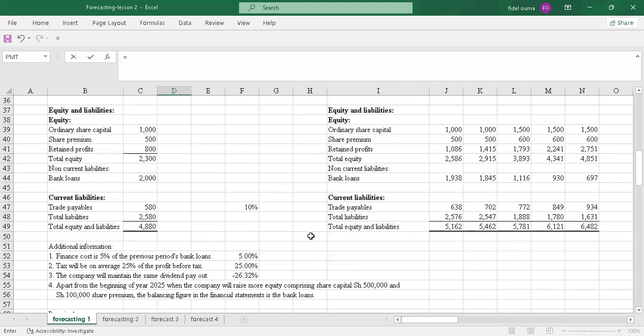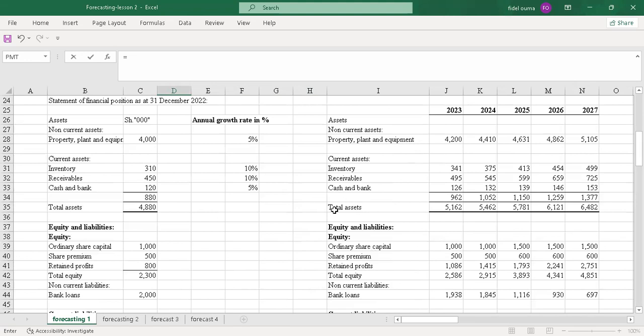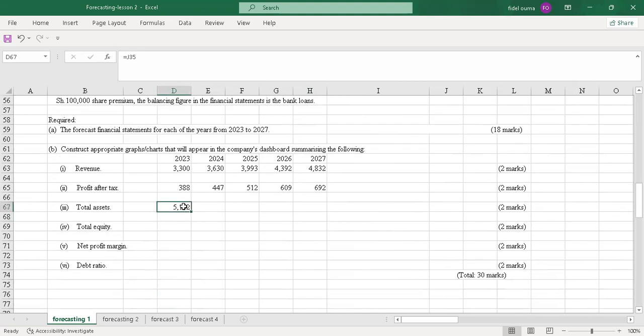So the total assets. Yeah, total assets is here. So I just pick this, and once I drag, it will copy everything. It will give me everything.